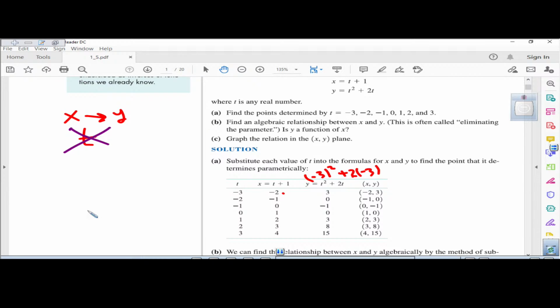So let's see what the function is. I'm going to start with a very easy function. Let's say that your function is X equals T plus 3, and Y equals, let's say, 2T. This is just an example before I do the one in the textbook.